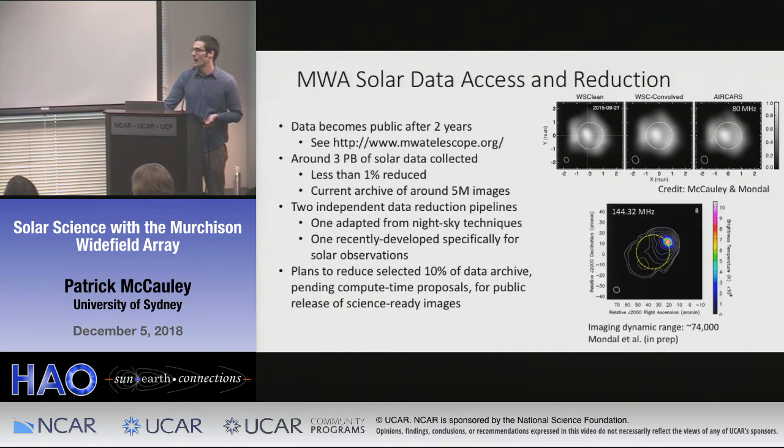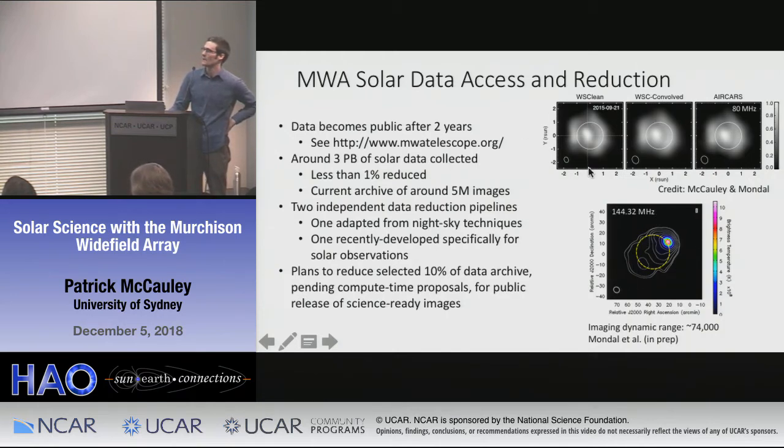AIRCARS, though, allows you to achieve much higher dynamic ranges. So the image on the bottom here is the highest dynamic range image that we've yet achieved with the MWA, a factor of 74,000. And that's during a really intense radio burst period, where the important thing is that with the finer calibration that you can achieve with that pipeline, you can also still distinguish the thermal emission from the disk of the sun, which is the stuff in here.